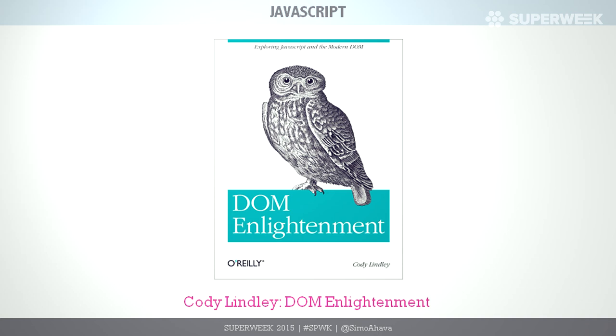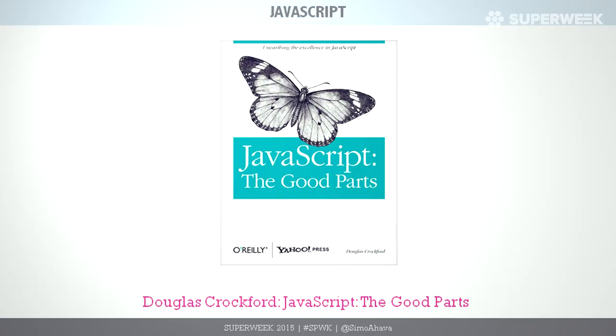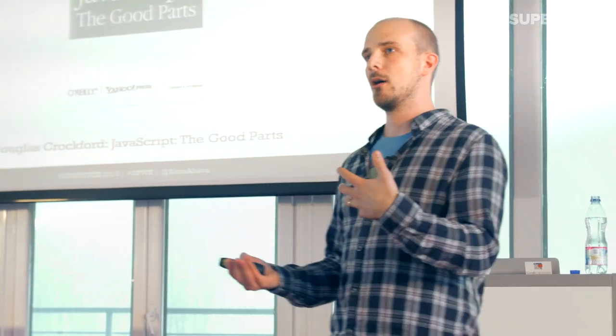There's a book called DOM Enlightenment by Cody Lindley. It's a bit more advanced, but if you want to understand how the DOM, the document object model, works, how the web page is built, it's a very good book for that. And then there's one of the most important JavaScript books out there, by Douglas Crockford, JavaScript: The Good Parts. This is quite advanced, so we're talking about object-oriented programming and prototypal inheritance and stuff like this. But if you're comfortable with learning the power of JavaScript, it's a very good book to take a look at.